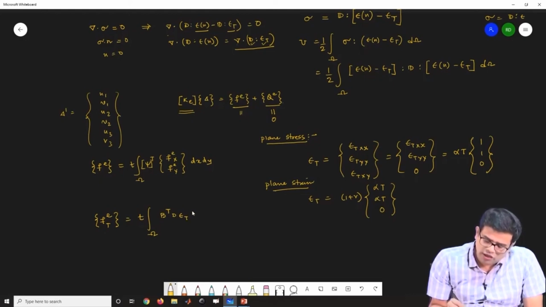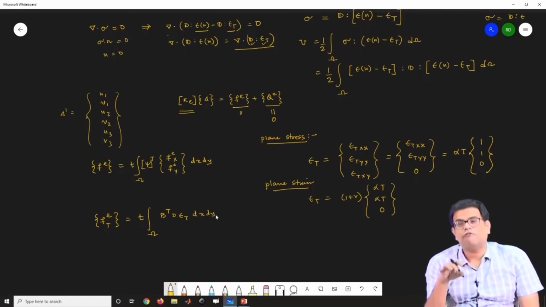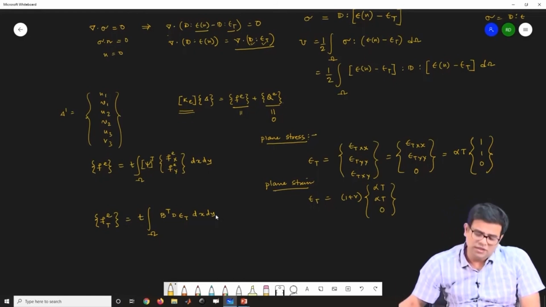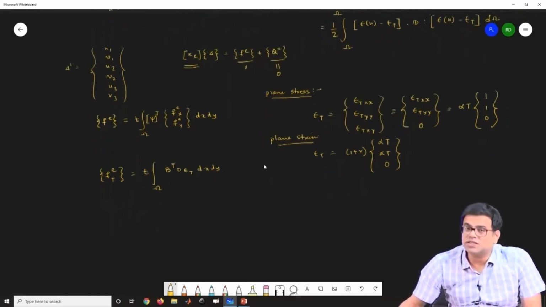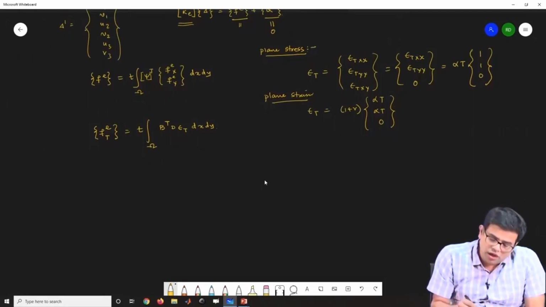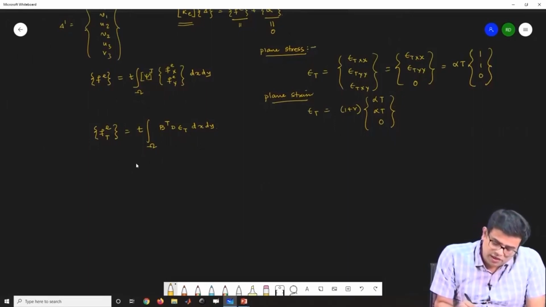So these are all matrices. Epsilon T is a vector, so this will be dx dy. Now for the constant strain triangle, this B is a constant matrix. So we can exactly evaluate this equation or this vector.